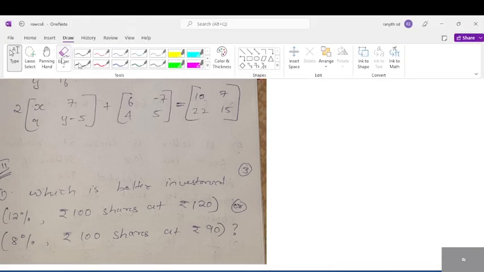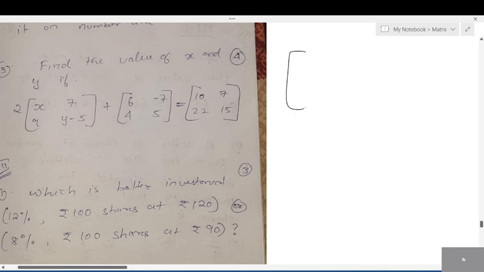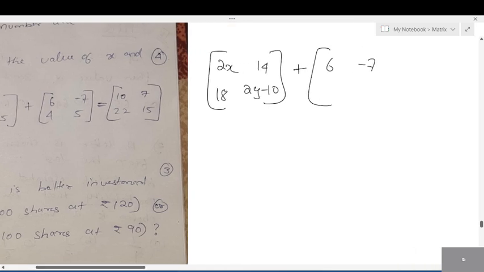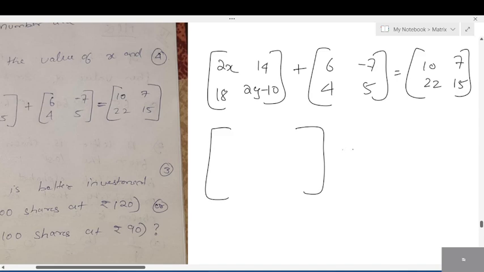Okay, even this was taken from previous years. Yes, Joanna, can you answer this? When you multiply, what do you get? 2 inside the bracket. Minus, very good. 2y minus 10. Next one, I'll keep this as it is. 6, 4 minus 7, 5. Next one, can you explain this? When the addition sign is given, 2x plus 6.